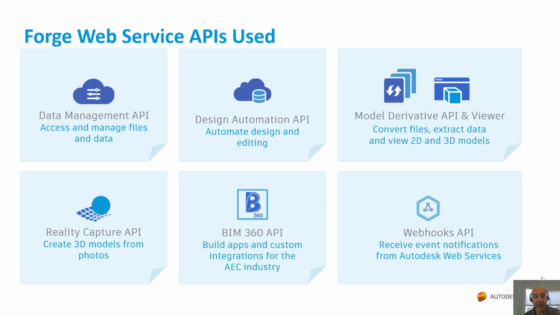Model Derivative API and Viewer, which again, when you're grabbing files and you want to see them or get data from them, such as to count, schedule, link, you'd be using the Model Derivative API that deals with the over 60 different design and engineering formats that Forge gives you easy access to. We've got the Reality Capture API, turning photos into meshes, models.